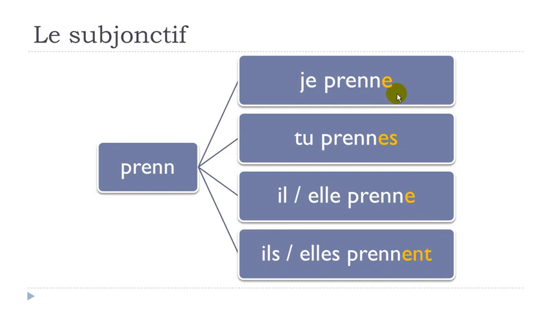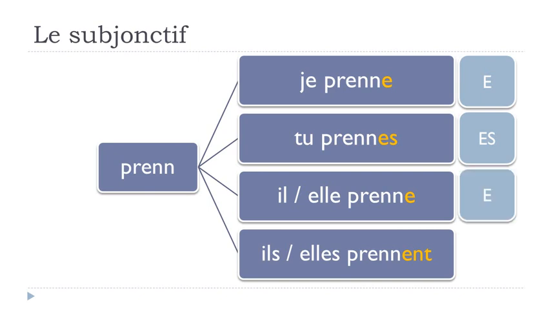So, je prenne, tu prennes, il prenne, elle prenne, ils prennent, elles prennent. Then phonetically, as usual, remember, we've got only one form here. It is exactly the same form, so we pronounce it the same way, but of course, as usual, we write it differently, okay? So keep in mind that the ending for je is e, the ending for tu is es, the ending for il, elle is e, and the ending for ils, elles, the plural form, is ent, okay?